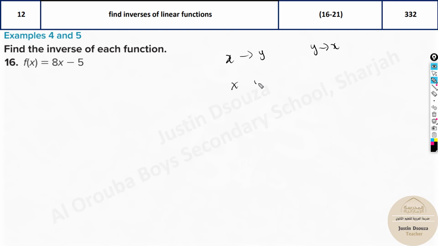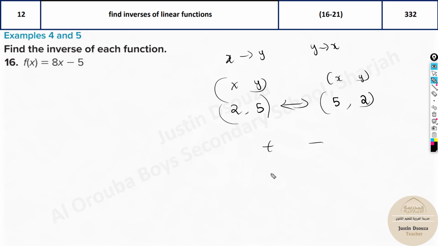Say for example, the inverse of this coordinate (2, 5) will be the inverse pair over here. This y becomes the x value, 5, and this x value becomes the y value, so 5 comma 2. So this is what inverse means. If it's plus, it becomes minus. If it's multiplication, it's division. If it's 1 by 2, inverse would be 2 by 1. These are the inverse things.